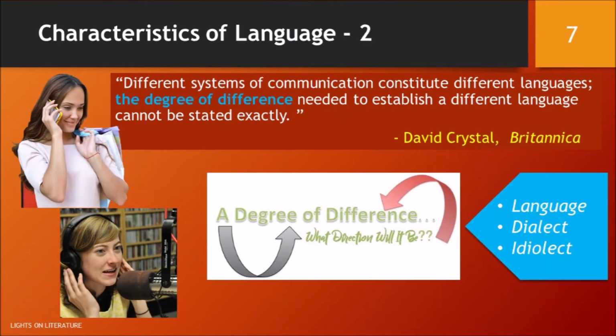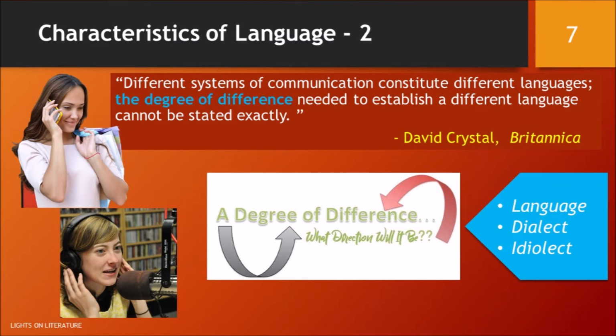Different systems of communication constitute different languages. The degree of difference needed to establish a different language cannot be stated exactly. No two people speak exactly alike. Still, you are able to recognize different voices over the telephone or a radio broadcast. This is possible because you can identify the difference. The key is the difference and the degree of difference. For example, if you cannot completely understand a system of communication, then it becomes a different language.